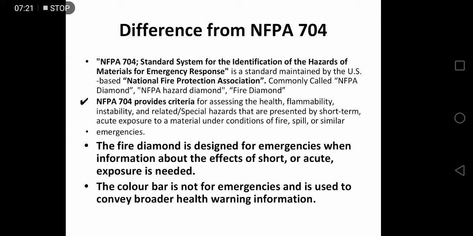The fire diamond is designed for emergencies when information about the effect of short or acute exposure is needed. The color bar is not for emergencies and is used to convey broader health warning information. Means NFPA represents emergency response information, and the color bar represents warning information.